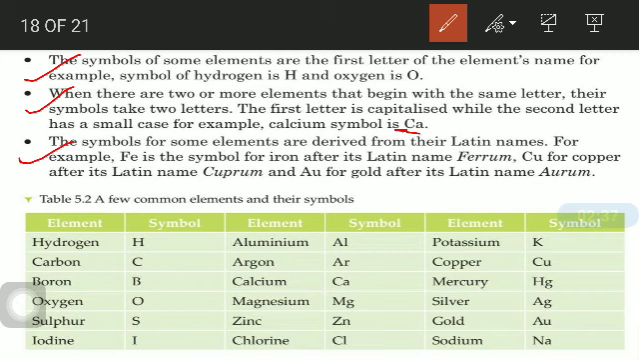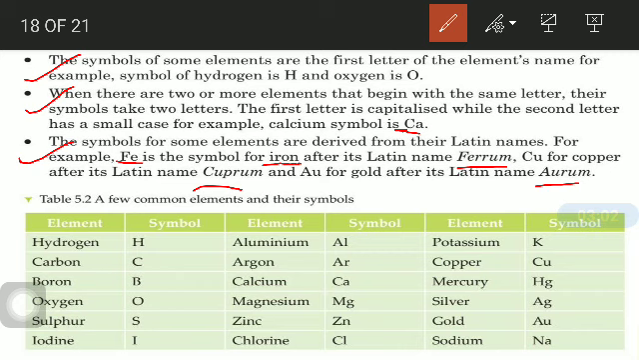The symbols for some elements are derived from their Latin names. For example, Fe is the symbol of iron after its Latin name ferrum. Cu for copper after its Latin name cuprum, and Au for gold after its Latin name aurum.